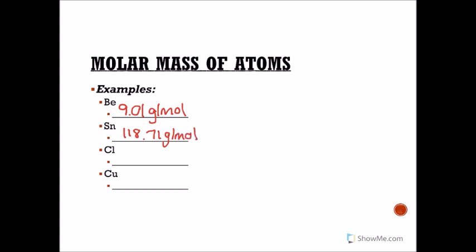Chlorine, if we took a look at our periodic table in our column 17, we would find it to be 35.45 grams per mole. And for copper, we would find our molar mass to be 63.55 grams per mole.